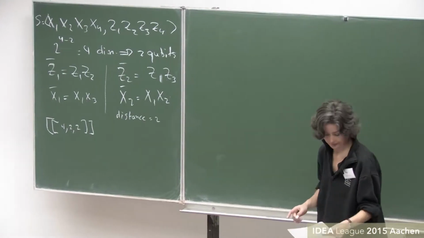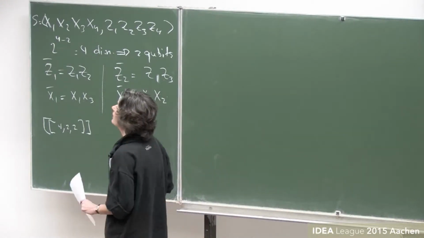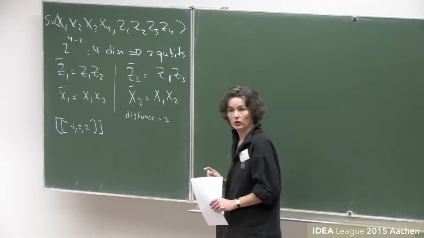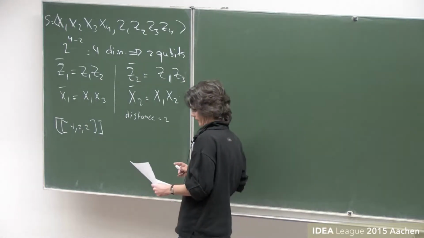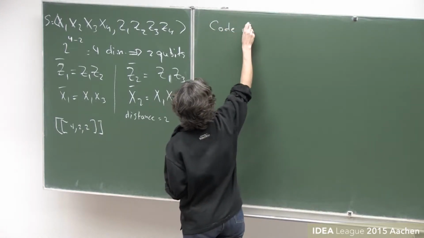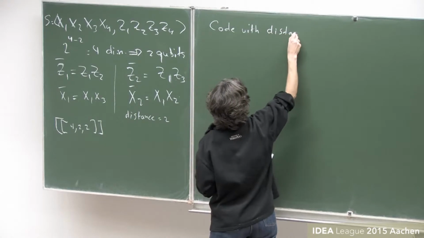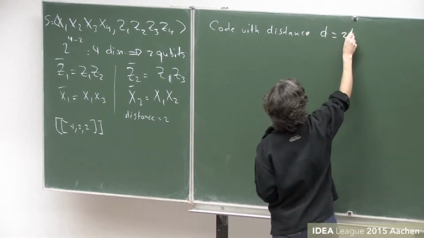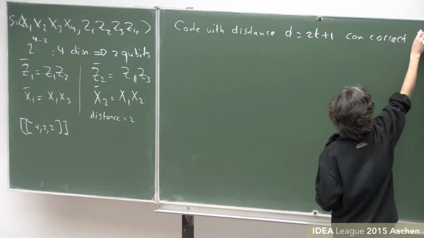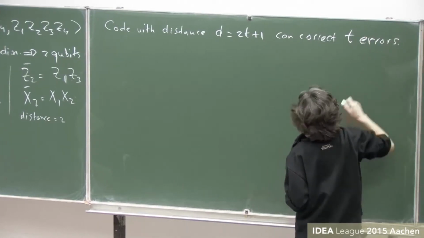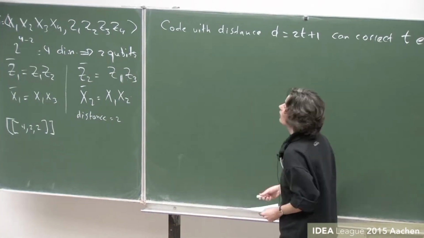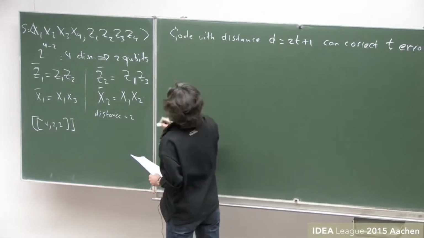Okay, so now let me give you the argument. That's detection, right? In order to be able to correct errors, I need to have a higher distance. And why is it so? Let me show you this. A code with distance d equal to 2t plus 1 can correct t errors. We talk about t Pauli errors, and I think I already gave you a sketch of this kind of reasoning in the previous lecture.